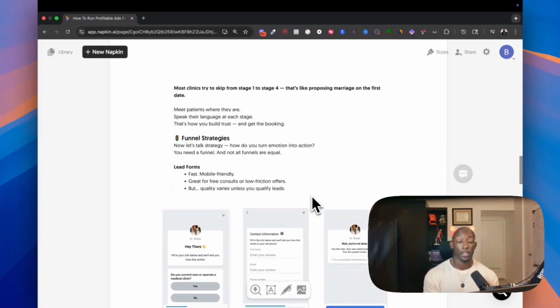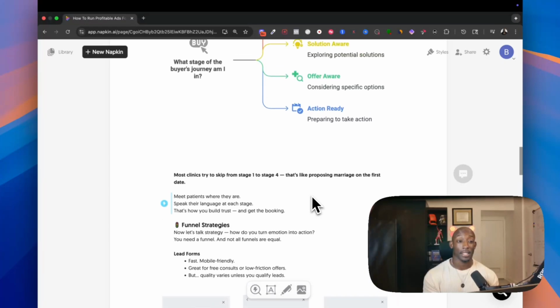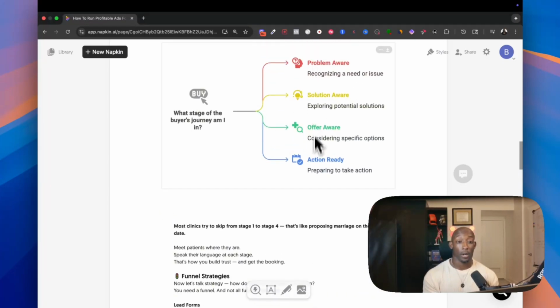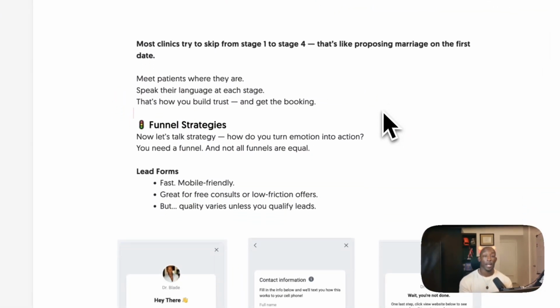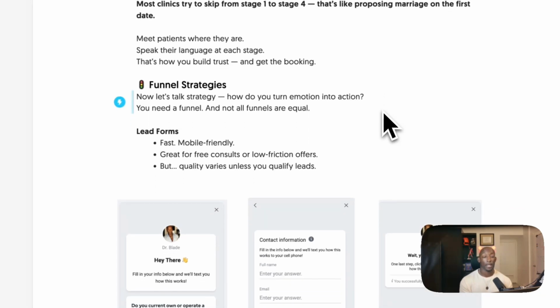So most clinics try to skip from stage 1 to stage 4, from problem aware all the way to action ready, and you're missing all the stuff in the middle. You don't want to do that. You have to meet the patients where they are. You have to speak their language at each stage, and that's how you build trust and get bookings.